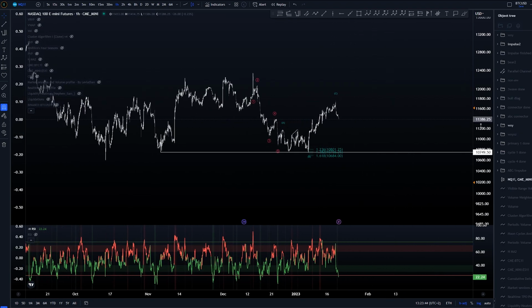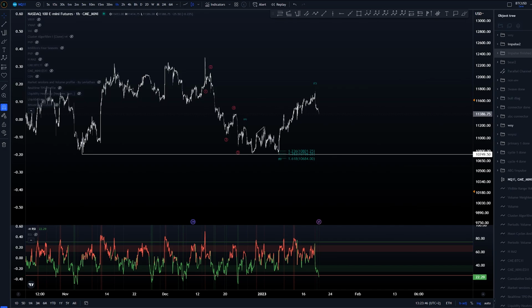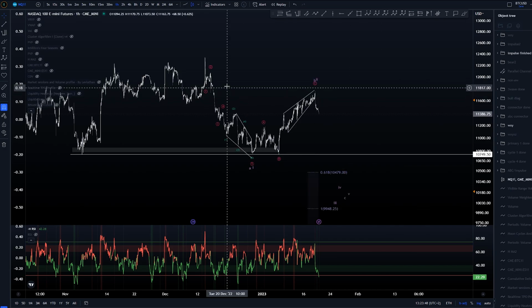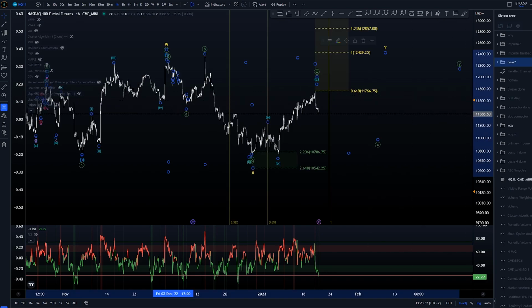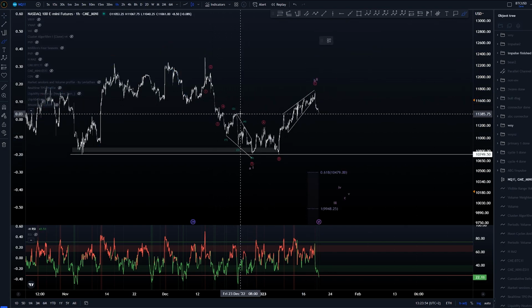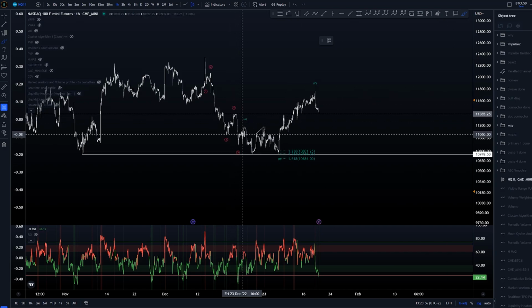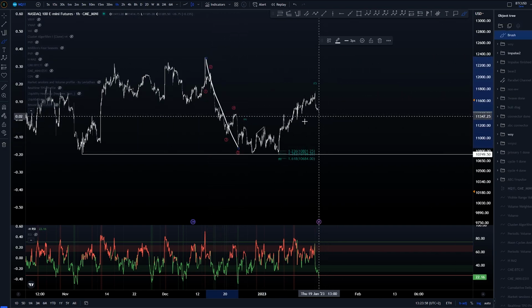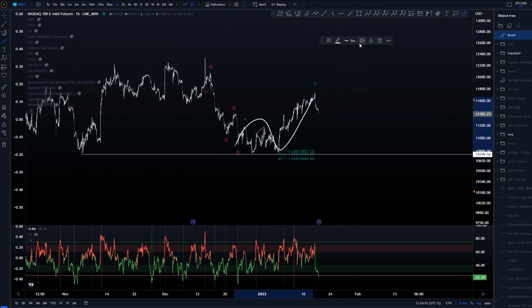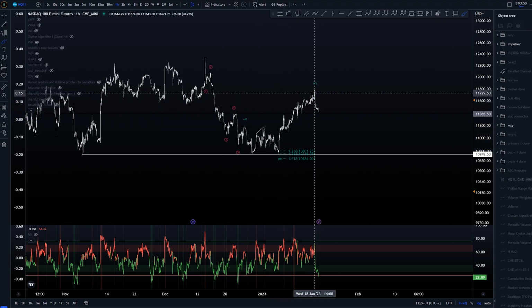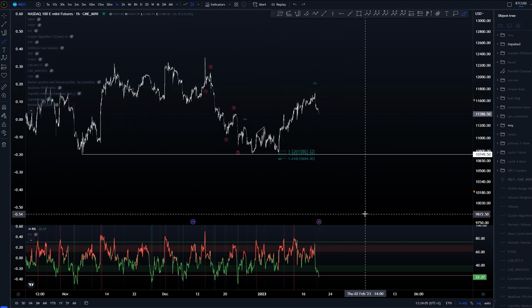Then we had the other count here, which would be pretty much the same as the other impulse wave count. It would have just a different substructure overall. So the expectation is still the same, where we would be creating a five-wave structure, a three-wave correction for it, and then a continuation to the downside.